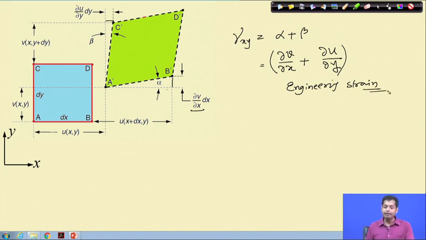engineering strain. When we write in a tensor form, we just slightly modify this expression. We will come to that point shortly. Now, we can do the same exercise for 3 dimensions as well. For 2 dimensions we have 3 strain components: epsilon x, epsilon y and gamma xy. Similarly, for 3 dimensions we have 6 strain components: 3 normal components epsilon xx, epsilon yy and epsilon zz, normal strain in 3 directions, and then we have gamma xy, gamma yz and gamma zx, the shear strains on 3 different planes. So, total 6 strain components we have.